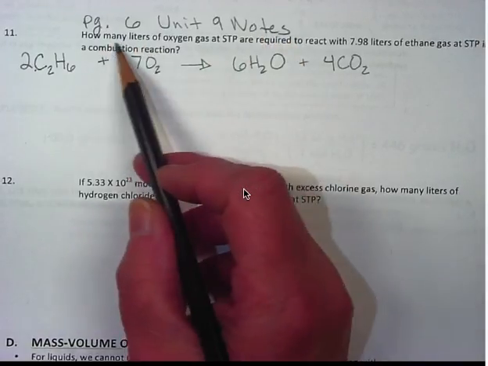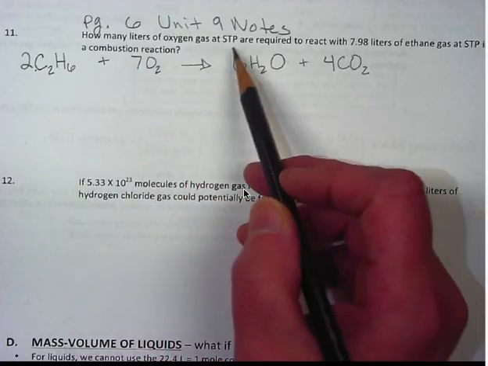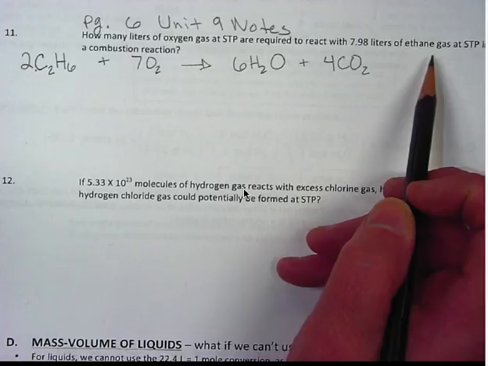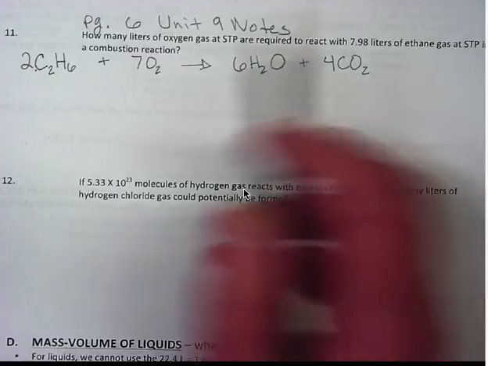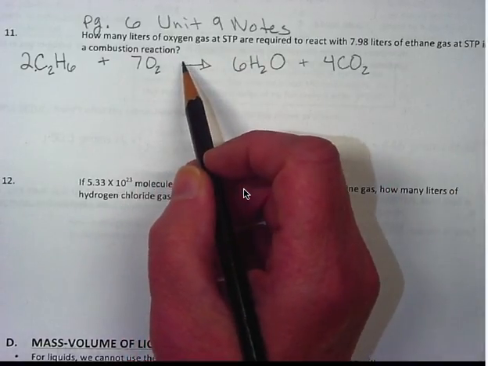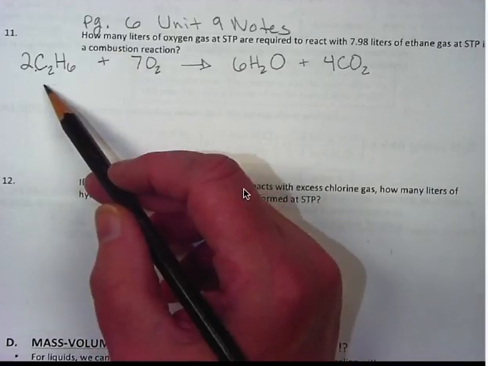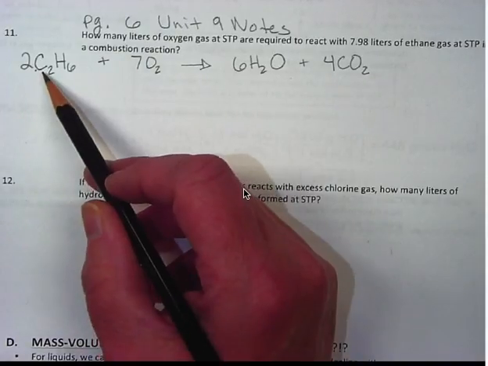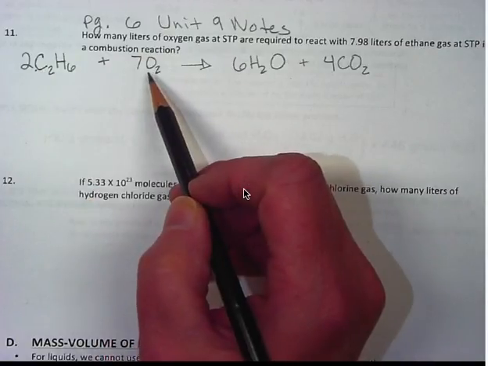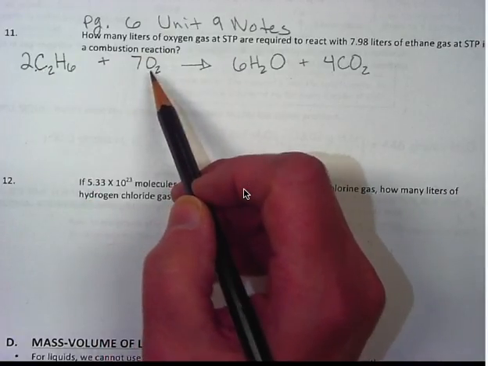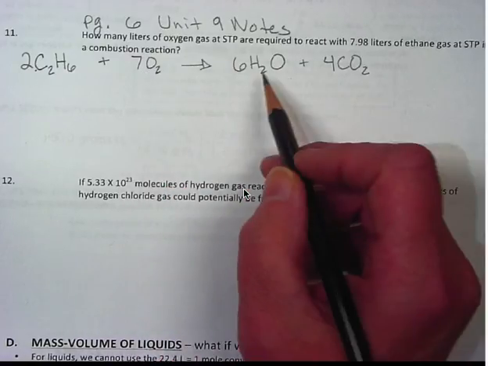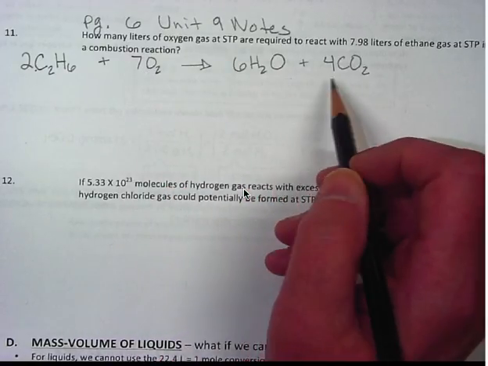It says, how many liters of oxygen gas at STP are required to react with 7.98 liters of ethane gas at STP in a combustion reaction? So here's the balanced chemical formula where we have ethane reacting with oxygen, which means it's burning, and the product of combustion is always water and carbon dioxide gas.